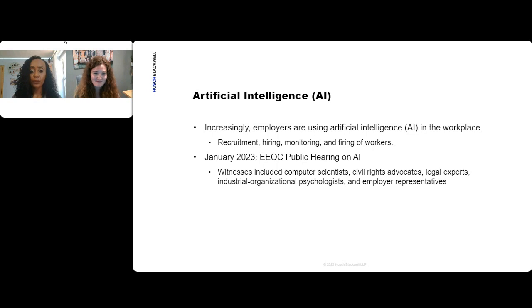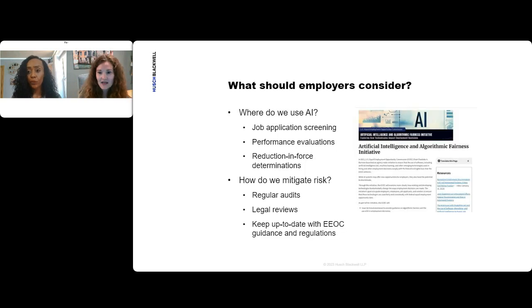I don't have time to go into those cases today, but just to give you a sense of what you should be considering, we have a two-step approach here. You need to figure out, where are we using artificial intelligence, if at all? Are we using it in our screening job applications, performance evaluations, or reduction in force determinations?